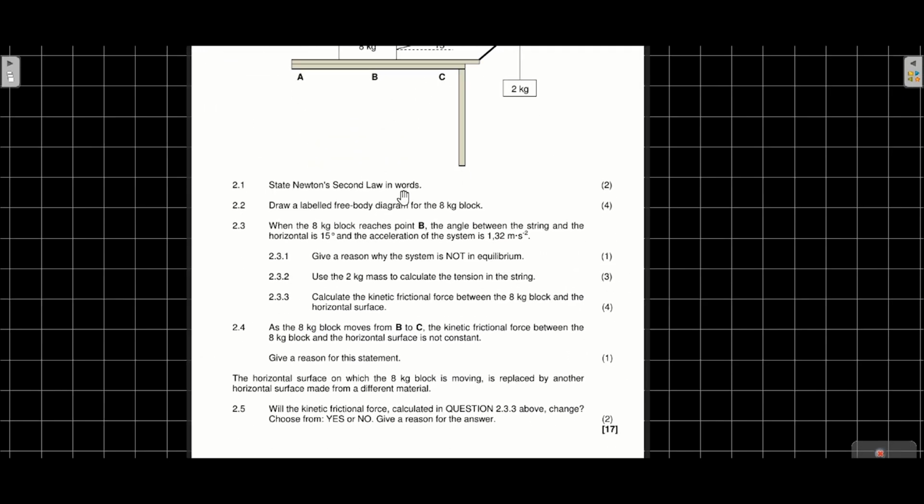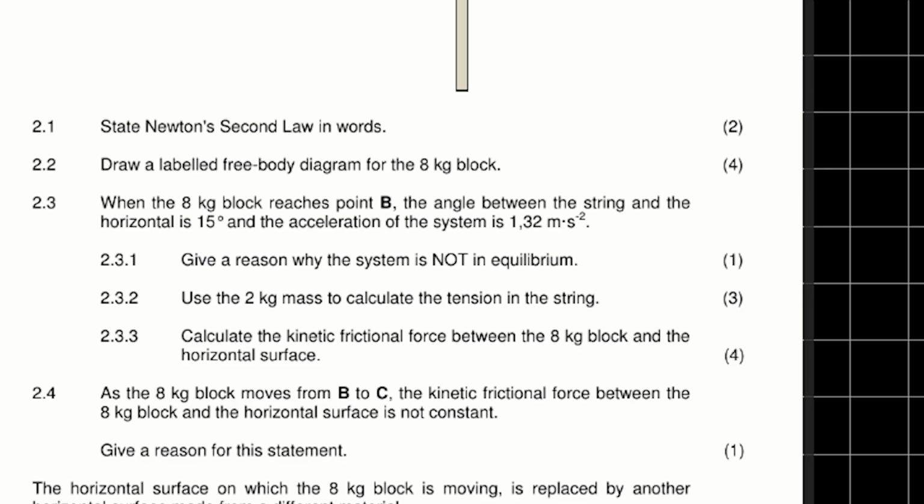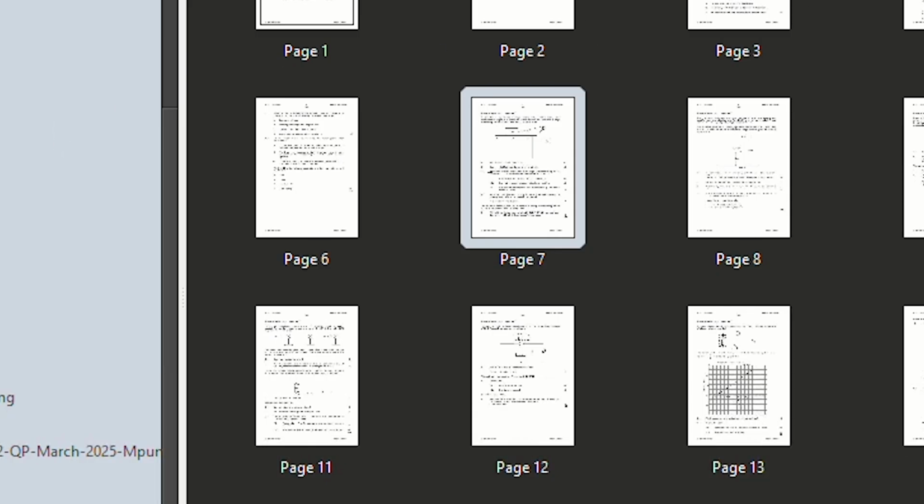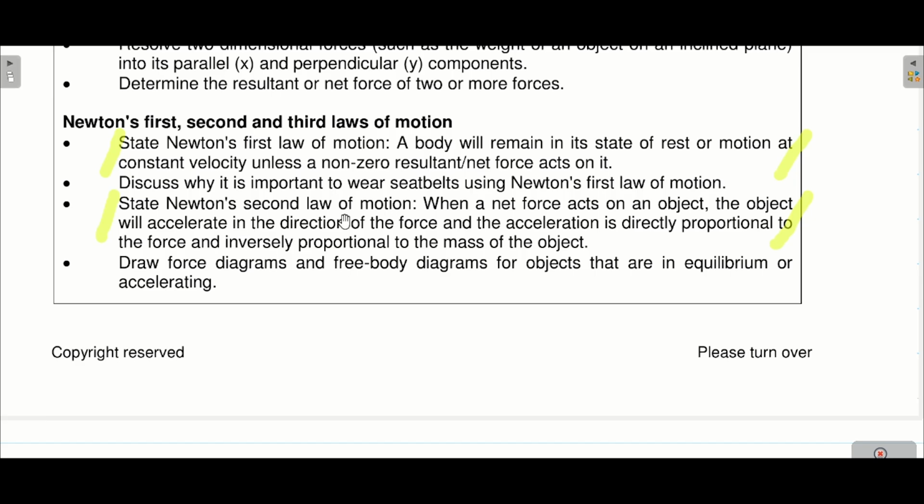So this block moves that way and is connected to that. 2.1 says state Newton's second law in words. So we covered the laws. Just to reiterate Newton's second law: Newton's second law of motion states that when a net force acts on an object, the object will accelerate in the direction of the force, and the acceleration is directly proportional to the force and inversely proportional to the mass of the object.